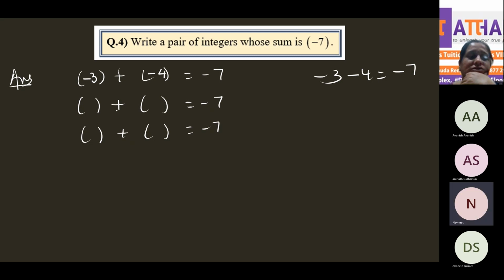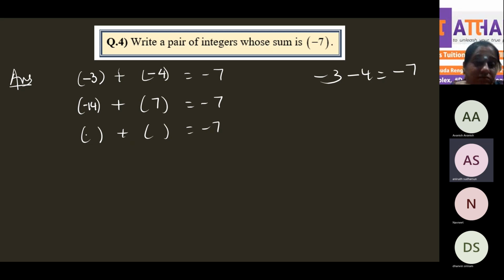Okay, next, Avnish. Ma'am, minus 14 plus 7. Very good. Anirudh? Ma'am, minus 2 plus minus 5. Very good, boys. Yeah, write down.